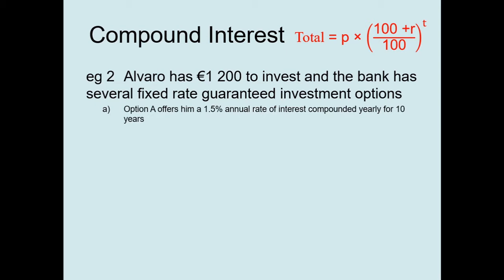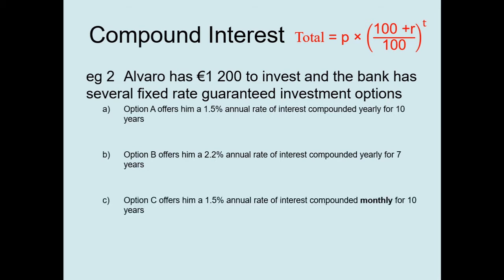Option A offers him a 1.5% annual interest rate, compounded yearly for 10 years. Okay, so that must be compound interest, right? Option B offers 2.2% annual rate of interest, compounded yearly for 7 years. This is a higher rate of interest, but a smaller amount of terms. Option C offers him a 1.5% annual rate of interest compounded monthly for 10 years. This looks a lot like option A, but compounded monthly. How's that going to affect our final value?